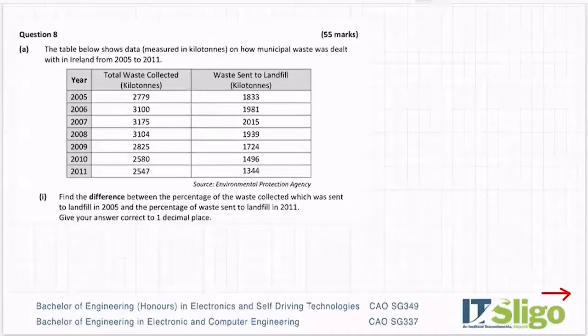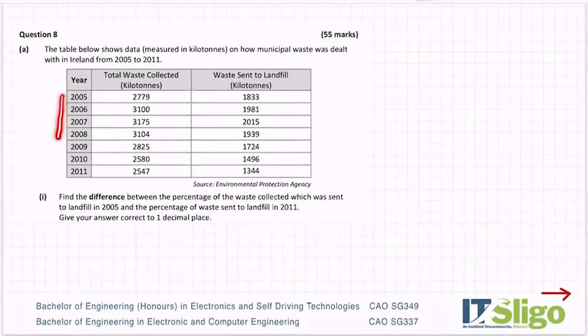Okay, so question 8, we're doing the 2020 Paper 2 solution set, the paper that didn't happen last year but was given out in November. So question 8: the table below shows data measured in kilotons on how municipal waste was dealt with in Ireland from 2005 to 2011. Don't worry too much if you don't know what's meant by municipal waste or kilotons, okay? Try and just take away the question.